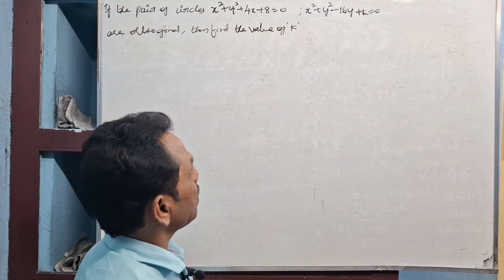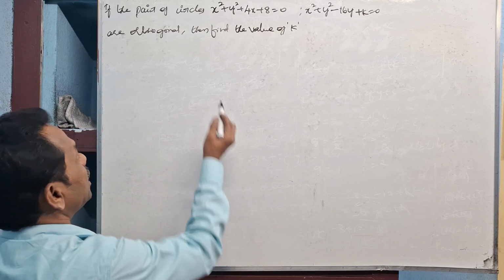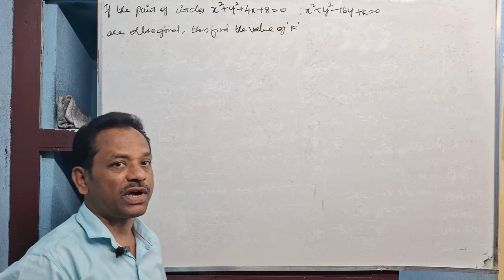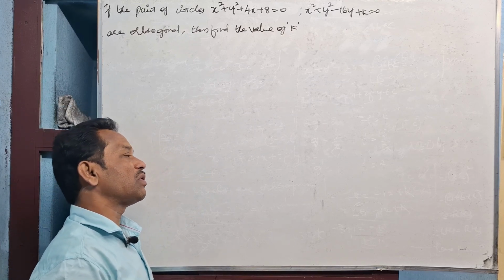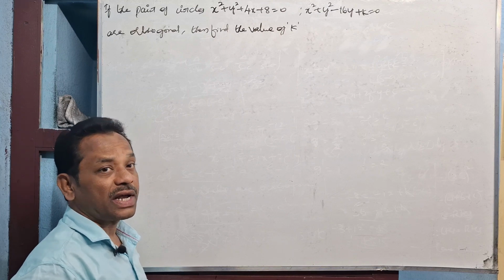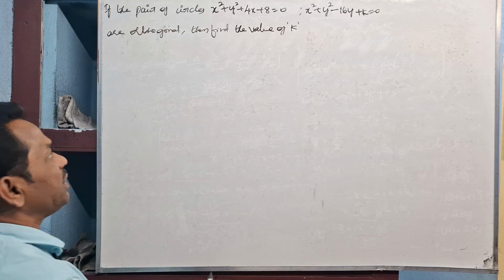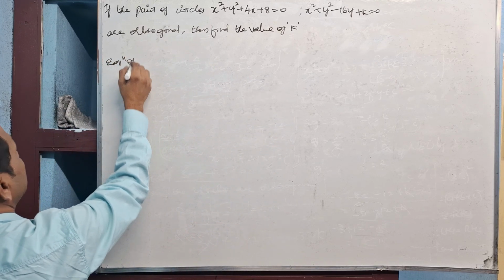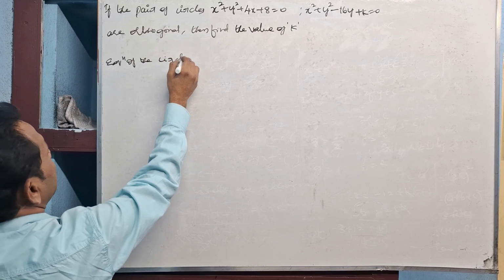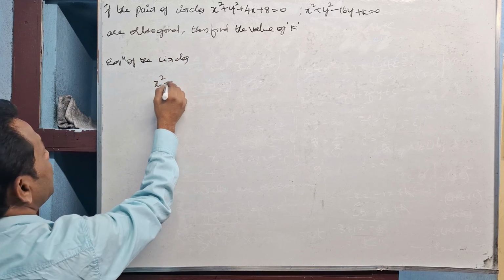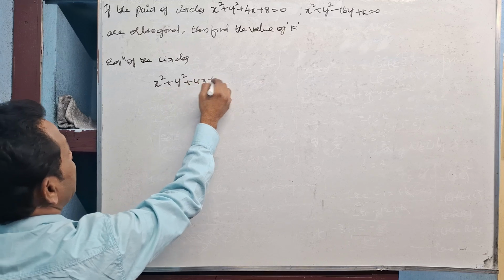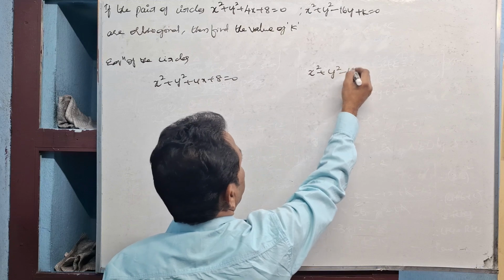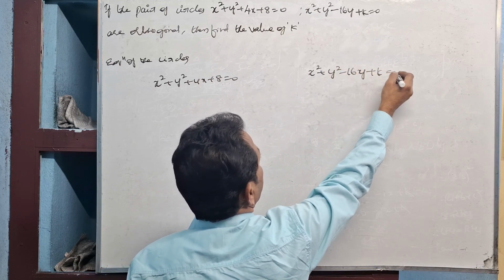Bachcho, let me do one more sum similar to the previous question. Here two circles, x square plus y square plus 4x plus 8 equal to 0 and x square plus y square minus 16y plus k equal to 0 are given, and given that they are orthogonal to each other, we need the value of k. So the equation of circles: the first circle is x square plus y square plus 4x plus 8 equal to 0, and the second circle is x square plus y square minus 16y plus k equal to 0.